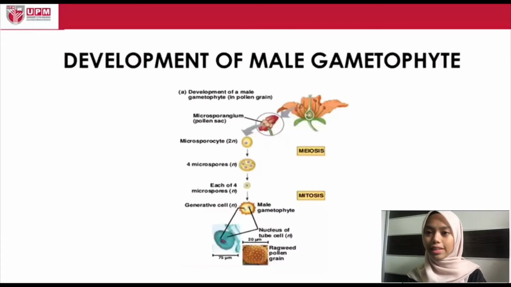Microspores are produced in the anthers of the flowers. So this is the anthers of the flowers. One anther has 4 pollen sacs, each containing many microspore mother cells. So this is the pollen sac. Next, a microspore mother cell will undergo meiosis and produce 4 haploid microspores.